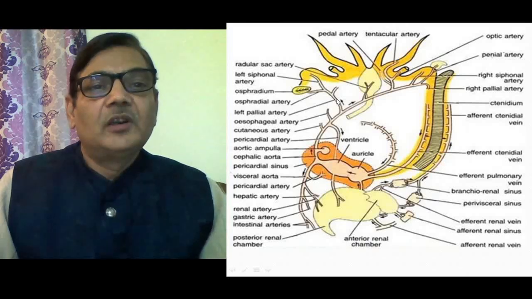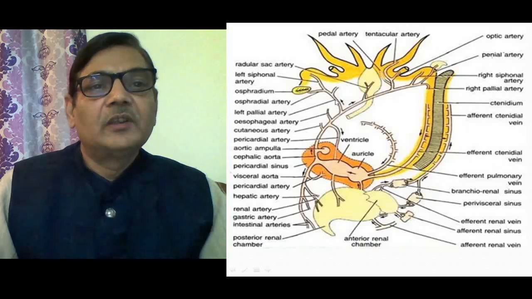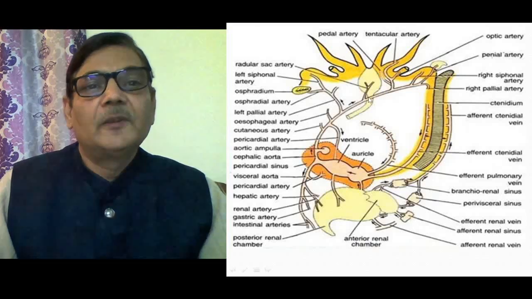Then more anteriorly it gives branches to the left pallial artery, that is the left side of the mantle, and its branches are the osphradial artery, supplying blood to the osphradium, which is a sensory structure. Then you can see here, this is the siphonal artery, it supplies blood to the left siphon or left nuchal lobe, or you can say left pseudoepipodium. And then this artery, the cephalic aorta, goes anteriorly and supplies blood to the radular sac.